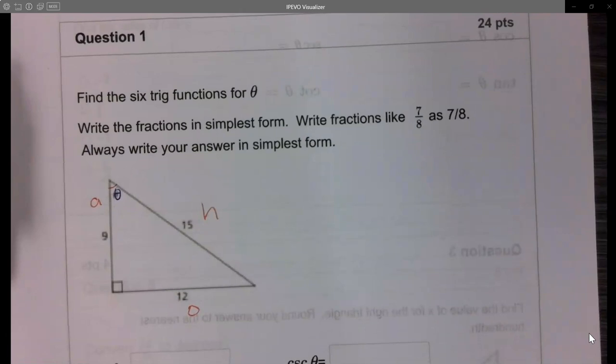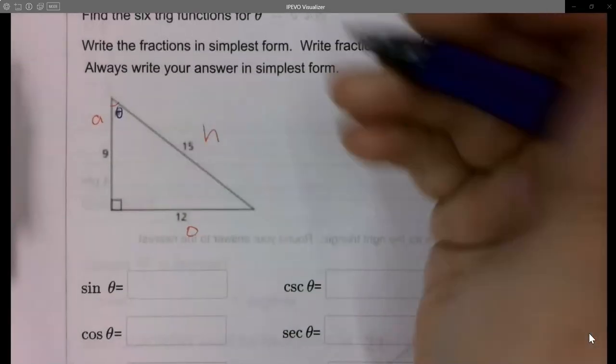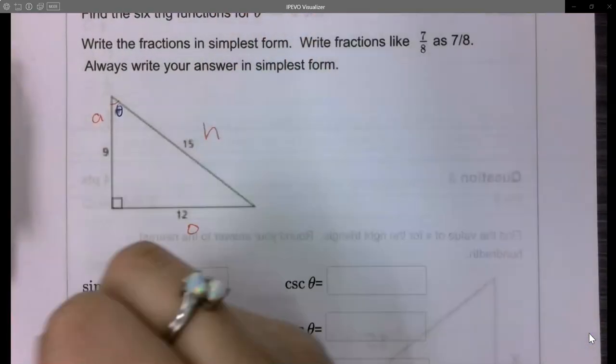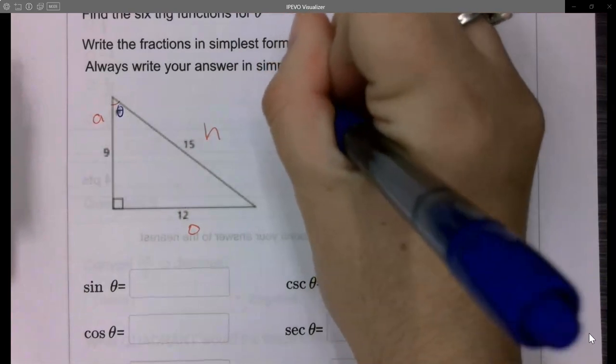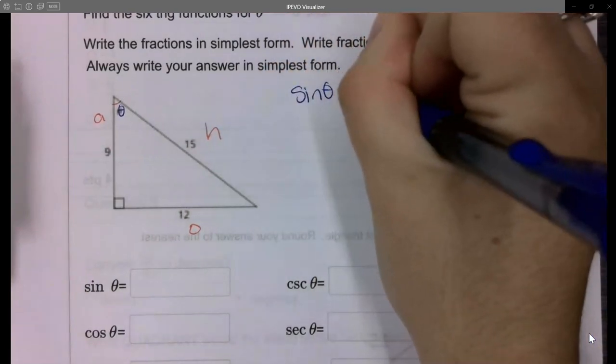So, this one wants me to write them out. I have sine. I'm going to write them off to the side up here, and then if I need to simplify, I'll write them down there. So I have sine, opposite over hypotenuse, so I have 12 over 15.